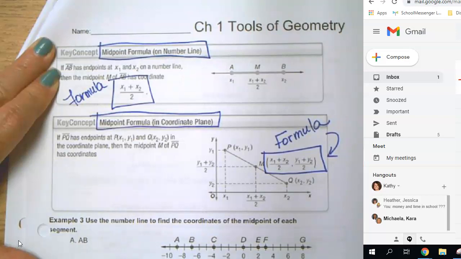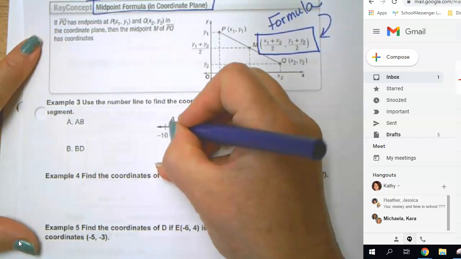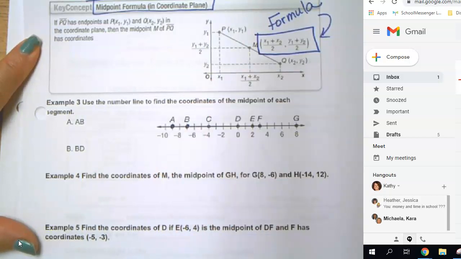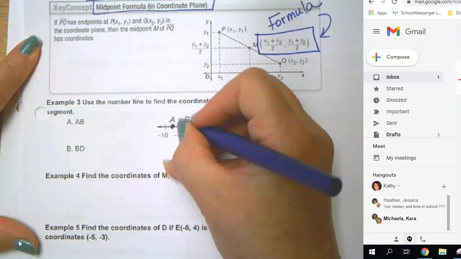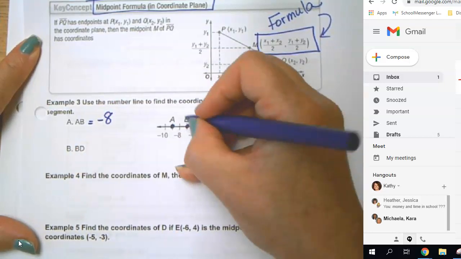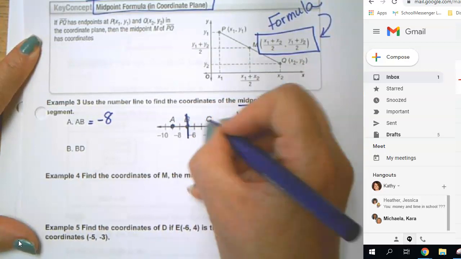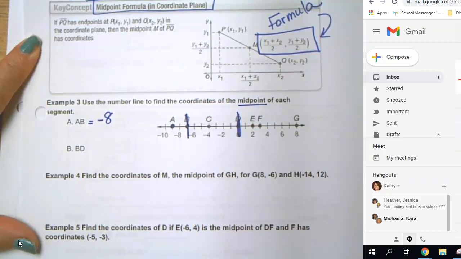All right, so here we go. So they want to know the distance between A and B. Well, here's A, here's B. I'm sorry, not distance, but midpoint. So your midpoint, obviously, you can all see it, it's -8. From B to D, if you look, that's -7. So half of -7 is -3.